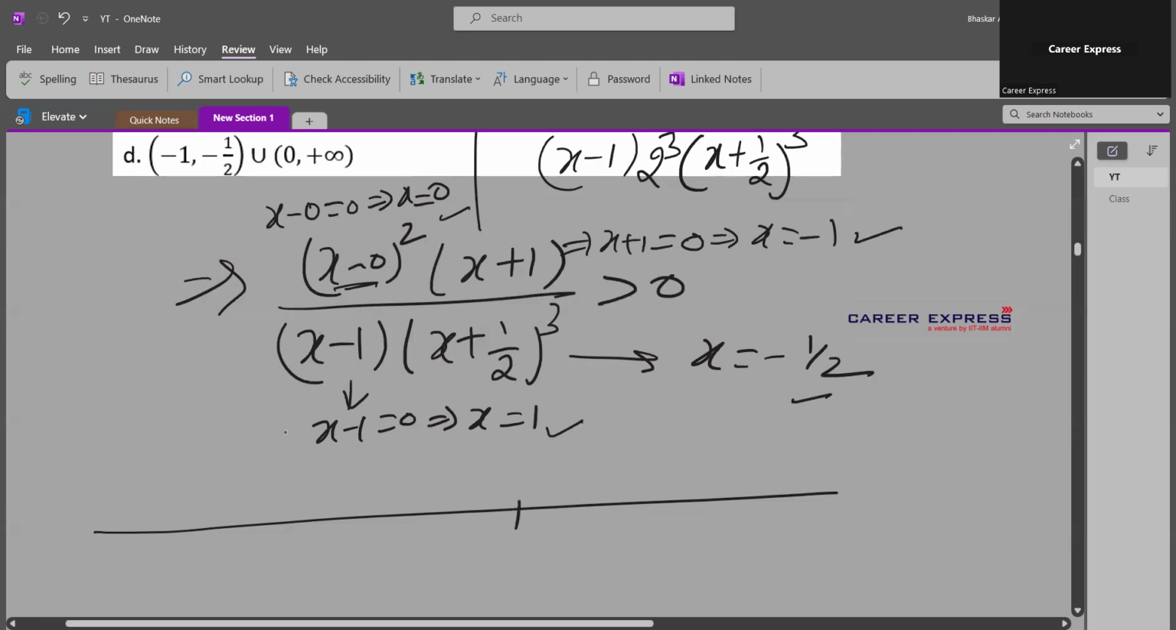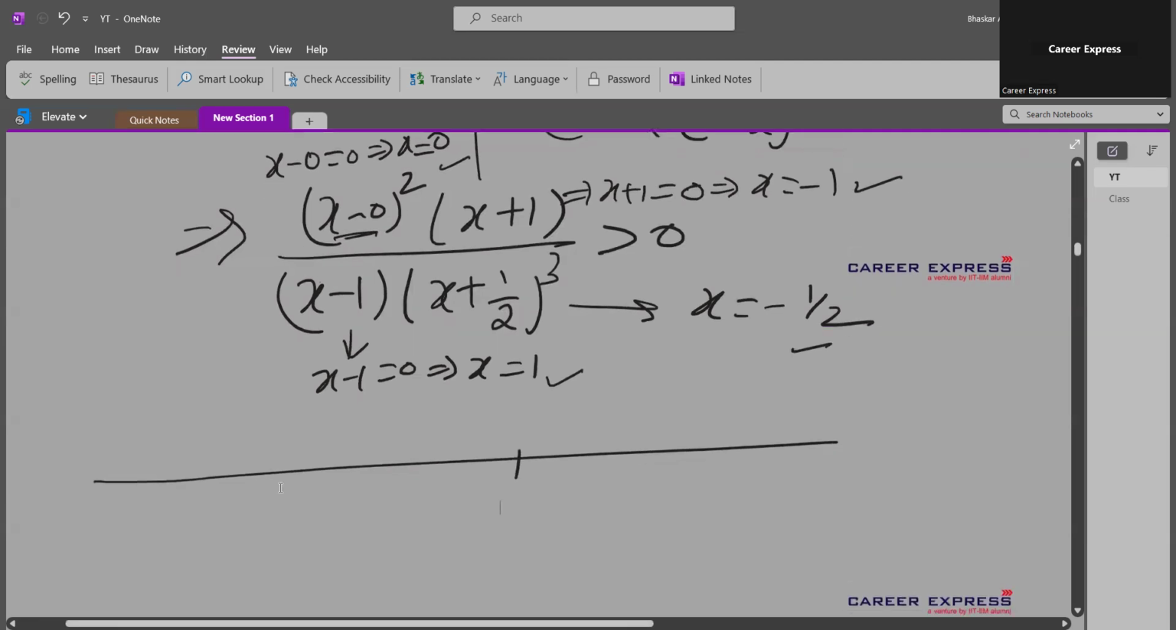So I will show these critical points here: 0, minus half, minus 1, and 1.